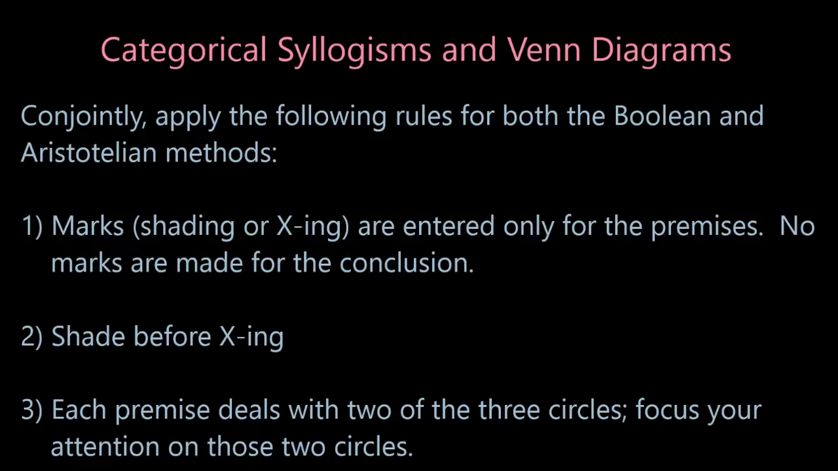The first set of rules that we're going to go over are ones that apply to both the Boolean and Aristotelian standpoint. So regardless of which standpoint you're taking, you start off the Venn diagramming this way. First, we only make marks for the premises. So when making marks in our Venn diagrams, we only diagram the information for the premises. We don't make any marks for the conclusion. We leave off the information in the conclusion.